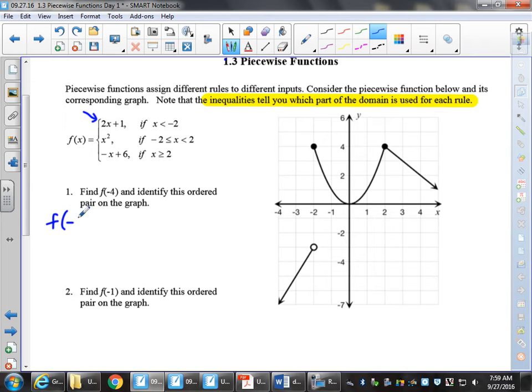So let's find f of -4. What would that be? 2 times -4 plus 1. What do we get when we do that? -8 plus 1, -7. So this says when x is -4, y is -7. Is that true? -4, 1, 2, 3, 4, 5, 6, 7.